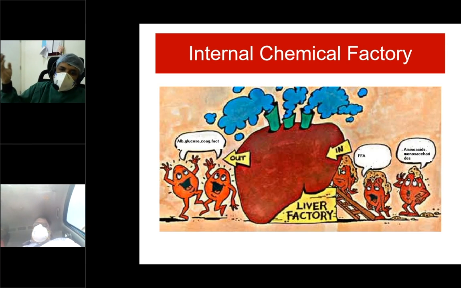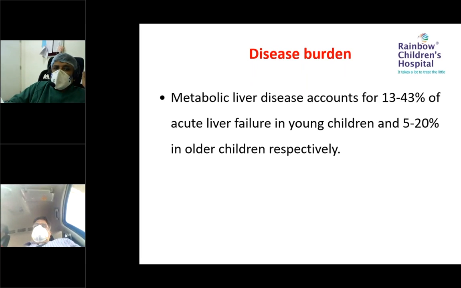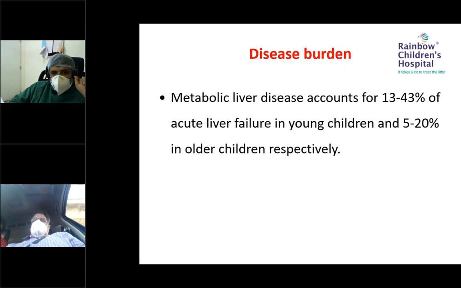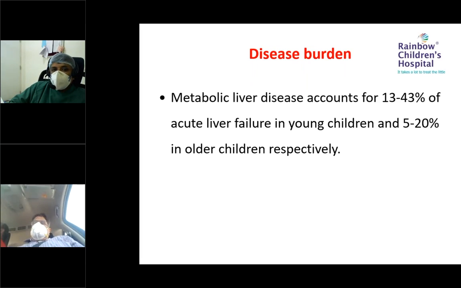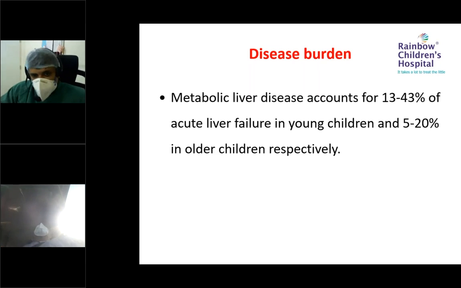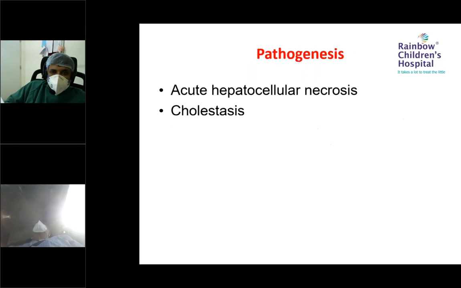And most of these biochemical reactions take place in the liver, and therefore the liver is rightly called the internal chemical factory. And why should we know about metabolic liver disease? Metabolic liver disease accounts for 13 to 43% of patients with liver cell failure, and nearly 5 to 20% of older children can have a presentation. So that is why it is very important for us to know about metabolic liver disease.